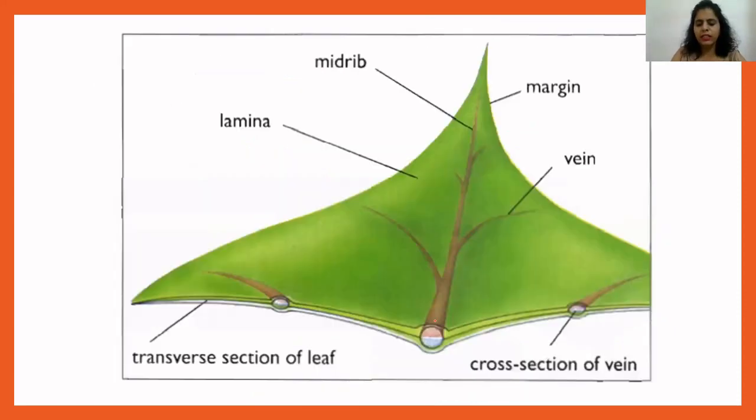So let's look at the transverse section of the leaf. What is the meaning of transverse section of leaf? It is this one. If you cut the leaf, this is the upper epidermis and this one is the lower epidermis. If you take the transverse section of the leaf, you can actually see the groups of cells present between upper and lower epidermis. And these groups of cells or tissues perform a very important function in the process of photosynthesis.